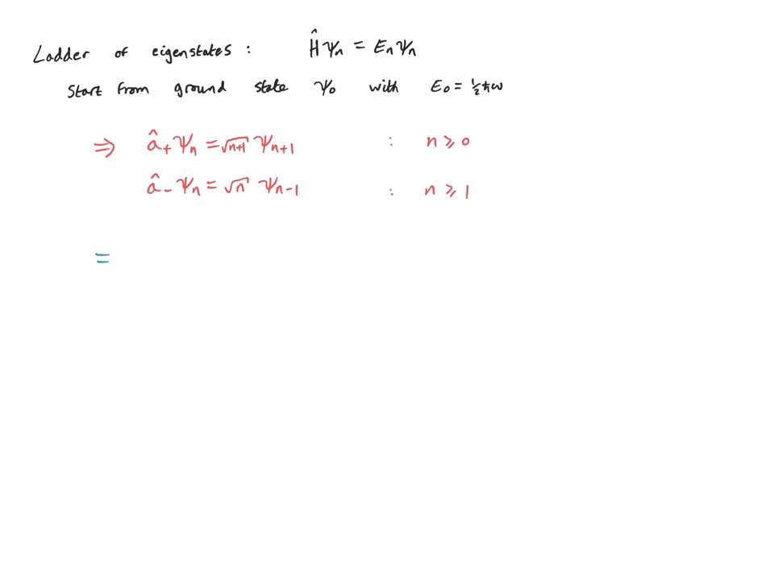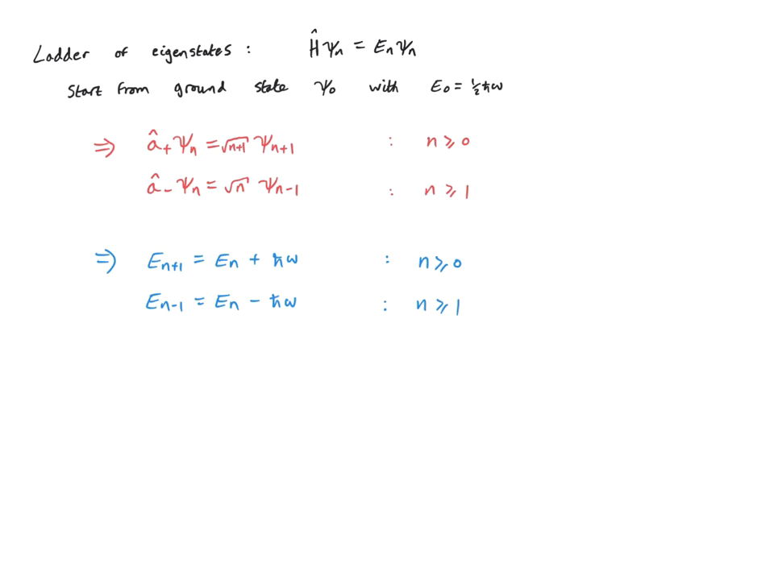Furthermore, we can obtain our eigenenergies recursively. We can say that En plus 1 is related to En by adding on h bar omega. Again, this holds for all n greater than or equal to 0. And En minus 1 is equal, therefore, to En minus h bar omega, again obtained by acting on our eigenstates with the A plus or A minus operators. These are, of course, recursive equations that relate psi n to psi n plus or minus 1 and En to En plus or minus 1.